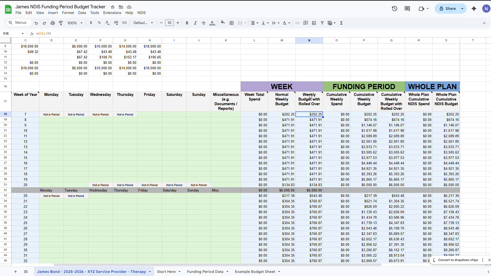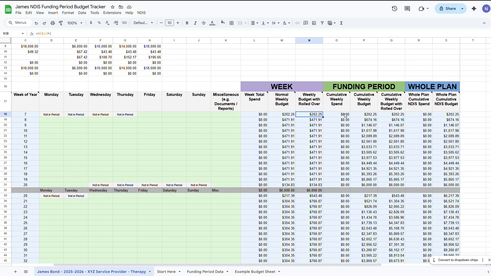So that's the calculations for the week. Then over here in the green columns, it's basically doing a cumulative calculation on how much has been spent in the whole funding period as it goes. So as we spend money during the period, this will calculate and show us how much money is spent in total.